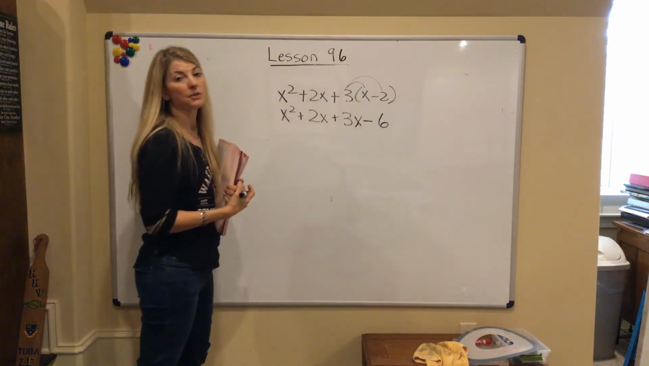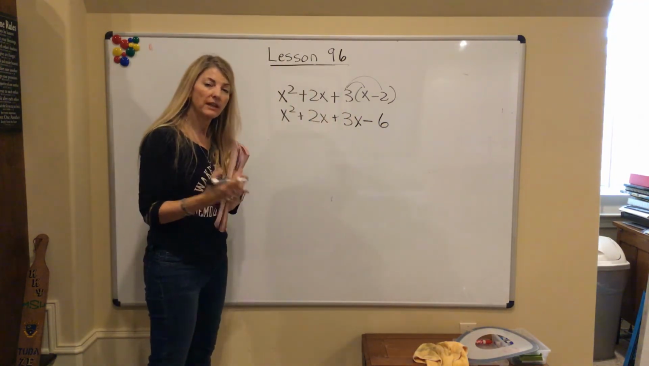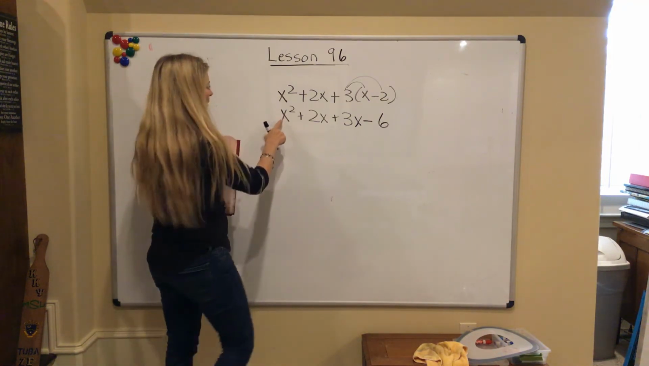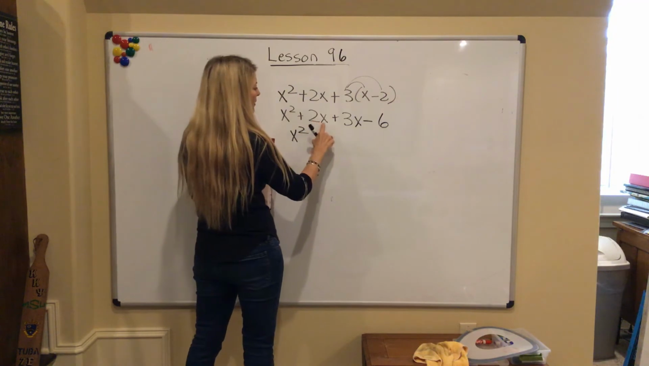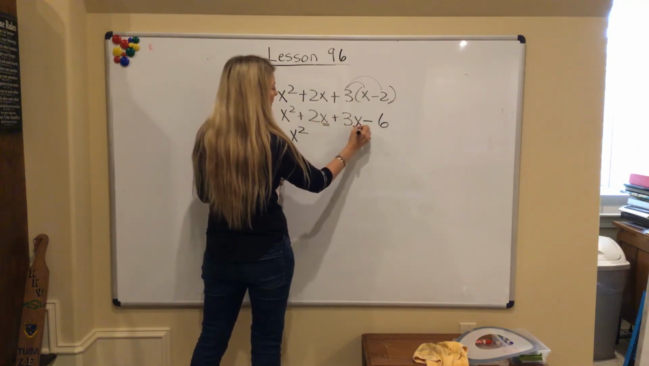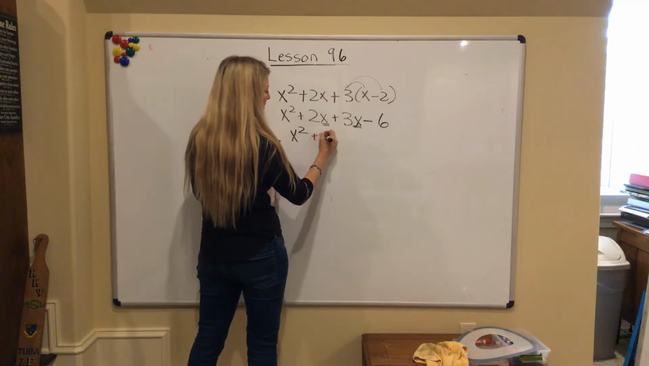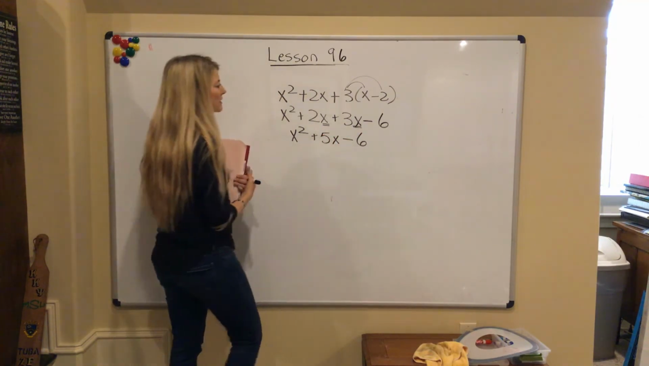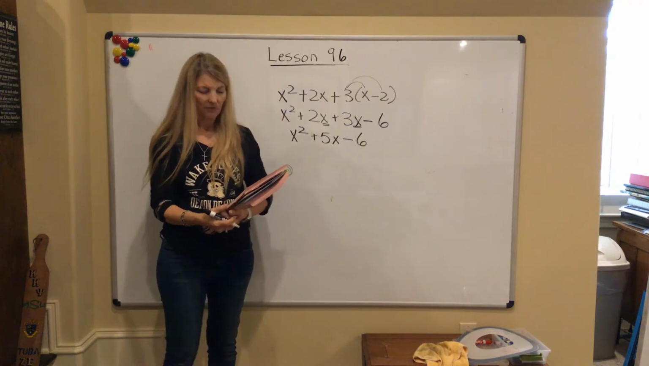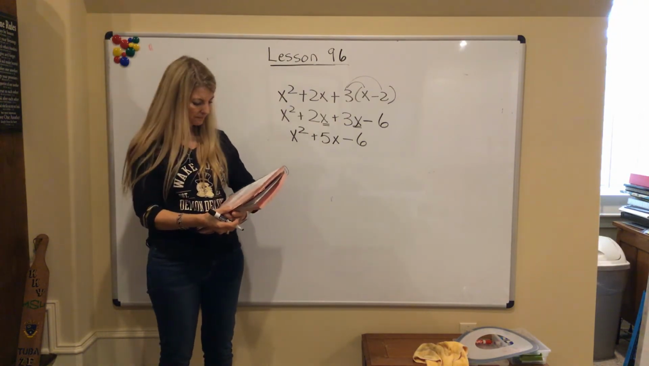Now what we have to do, are there any like terms that we can gather together? Are there any more x squares? Nope. Let's write x squared. Are there any more x's? Yep. So 2x plus 3x, positive 5x, and then negative 6. So that would be the simplification of that expression.